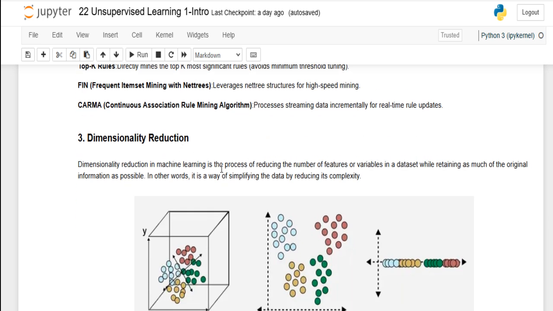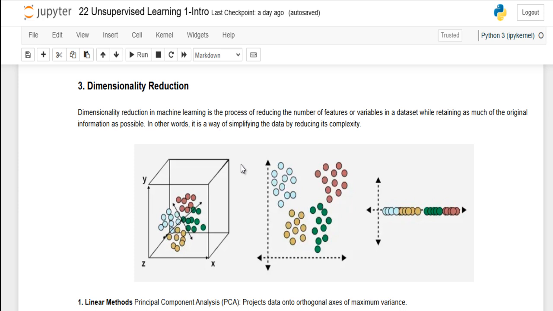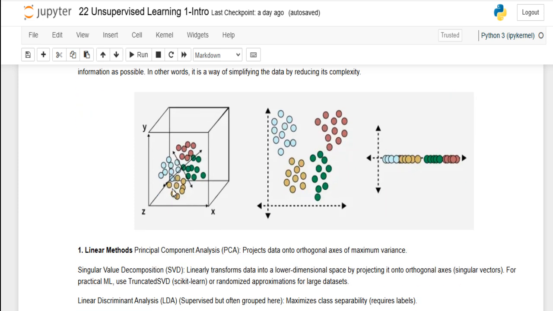So we also have dimensionality reduction, which is very common, which is a process of reducing the number of features or variables in the data set while retaining as much of the original information as possible. In other words, it is a way of simplifying the data by reducing its complexity. Maybe you have a 3D structure, for example, of data or high-dimensional data. You want to reduce to the lower dimension data. So we have 3D down to 2D, down to linear base, which is 1D, one dimension.